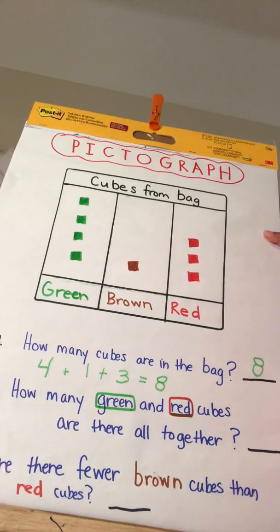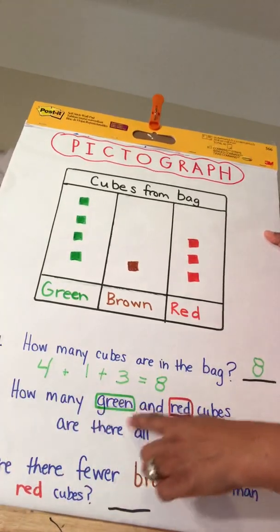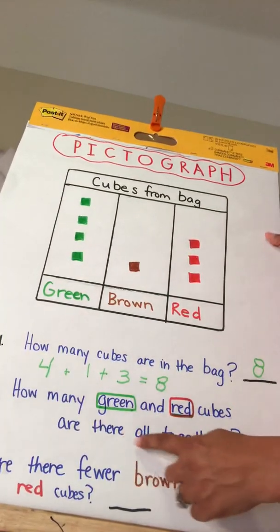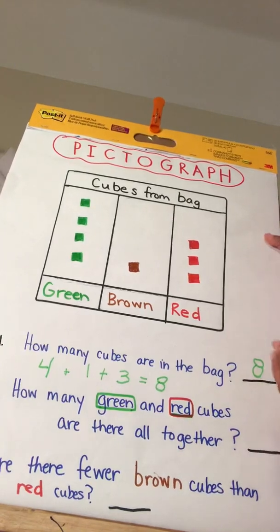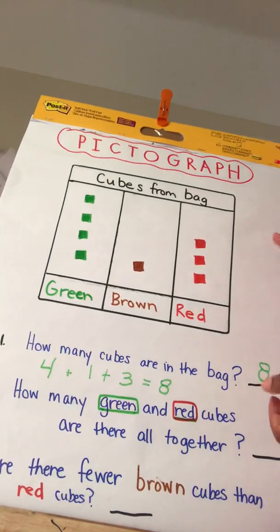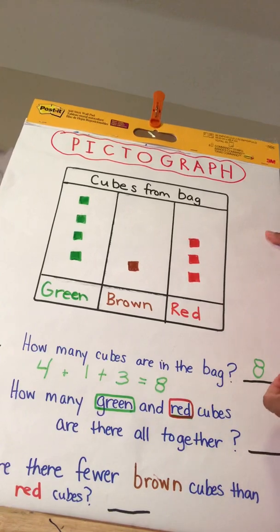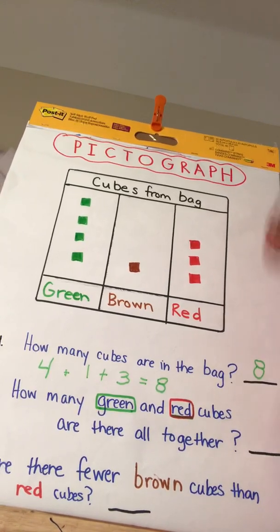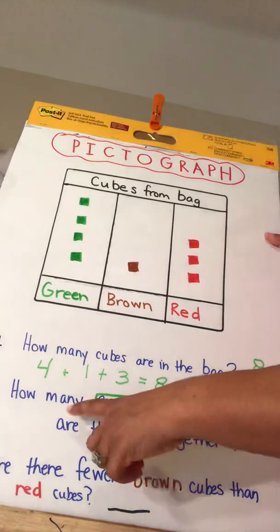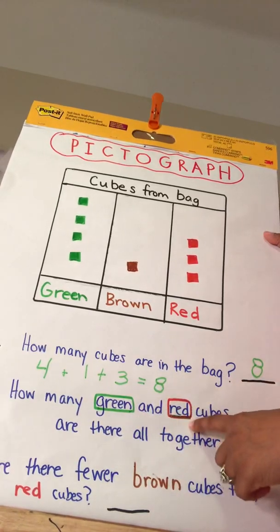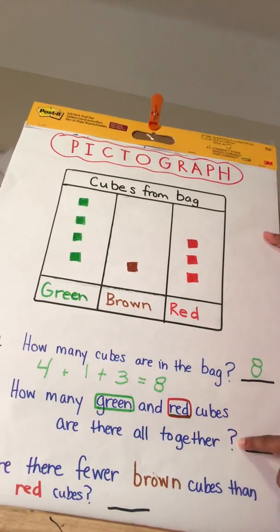Now, next question. How many green and red cubes are there all together? All together is adding because we're joining, right? We're not taking away, we're adding and bringing together. So how many green and red? So we're only going to add the green and red cubes this time.